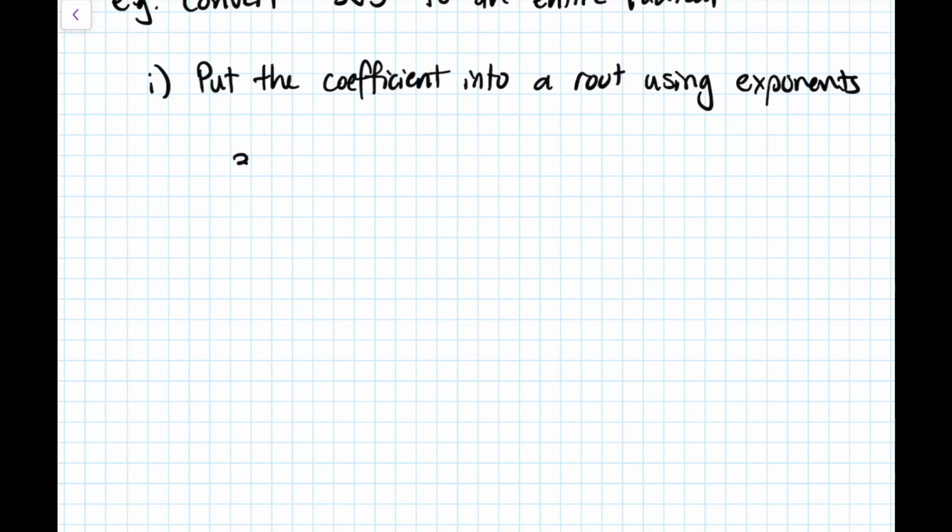So 3, remember, is the square root of 9, right? So we know that 3 is the square root of 9. But how do we get to the 9? If we chop that out and come about it from a more roundabout way, 9 is just 3 times 3. So 3 is the square root of 3 times 3.